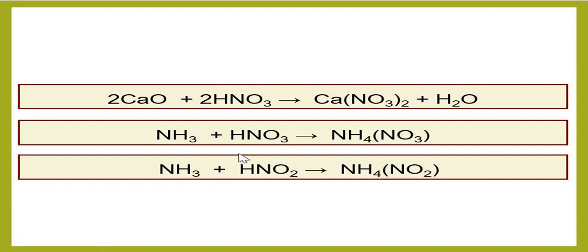These are the other reactions which can take place in the soil. The calcium oxide and the ammonia present in the soil can react with nitric acid or nitrous acid. Thus, they can form calcium nitrate and ammonium nitrite, and these forms are soluble. So they can be easily assimilated or consumed by the plants.